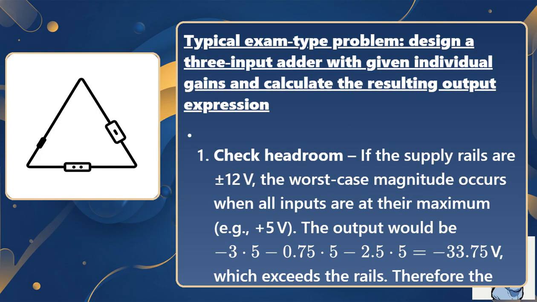Step 5: check headroom if the supply rails are ±12 volts. The worst-case magnitude occurs when all inputs are at their maximum, for example, +5 volts. The output would be -3 times 5 minus 0.75 times 5 minus 2.5 times 5 equals -33.75 volts, which exceeds the rails. Therefore, the designer must either reduce the gains, increase the input resistors, or limit the input amplitude to keep absolute Vout less than or equal to 11 volts.